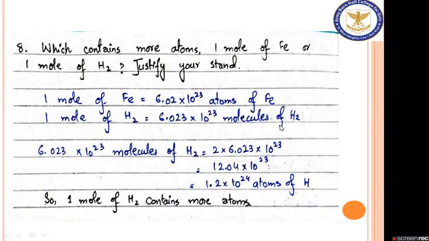If we calculate the number of atoms in this, we multiply Avogadro's number with 2. After multiplying, we get 1.2 into 10 raised to power 24 atoms of hydrogen. So it means that 1 mole of hydrogen contains more atoms as compared to 1 mole of iron. So that's all for this chapter. We have discussed the chapter in detail, all the examples and also the exercise.